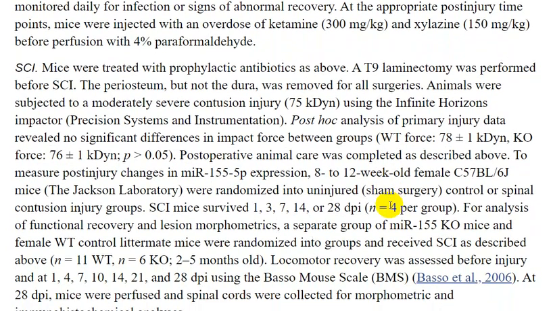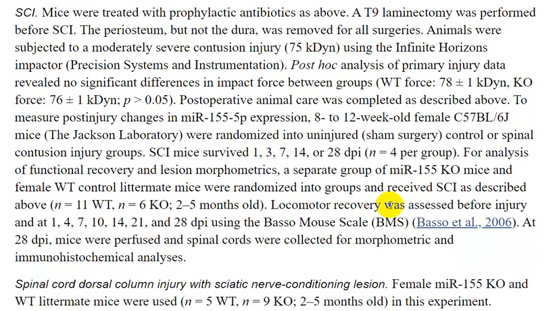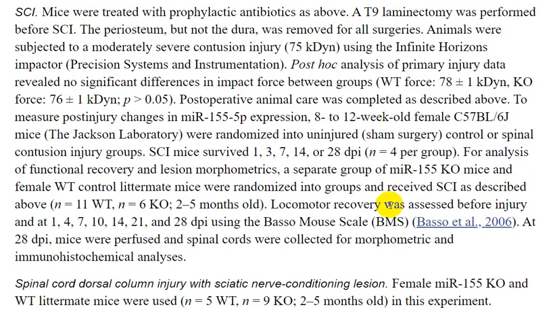To analyze functional recovery and lesion morphometrics, groups of miR-155 knockout mice and female control littermate mice were randomized into groups and received injuries as described. Locomotor recovery was assessed before injury and at intervals after injury. At the endpoint, mice were perfused and the spinal cords were collected for morphometric and immunohistochemical analysis.